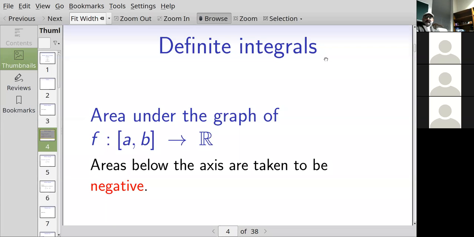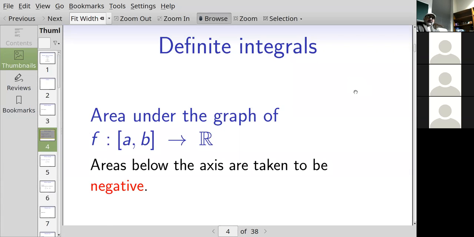Yes, the area under the graph. Is there another question?